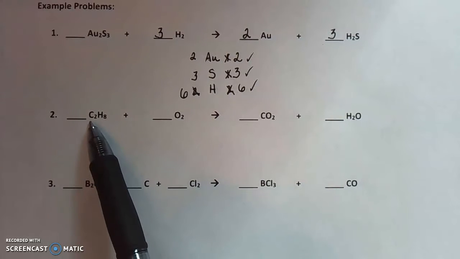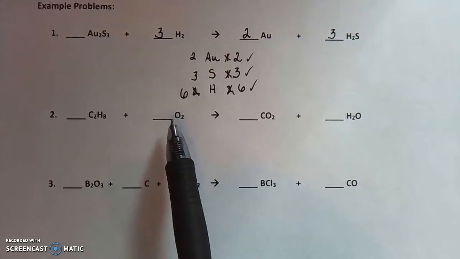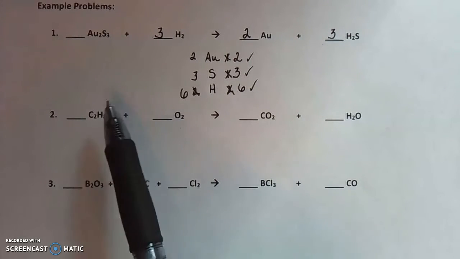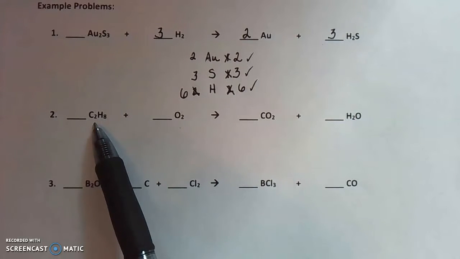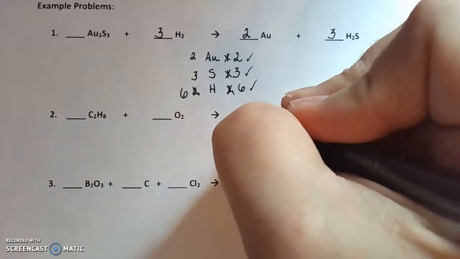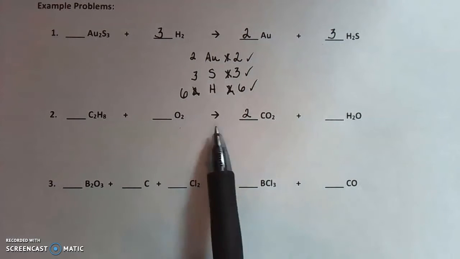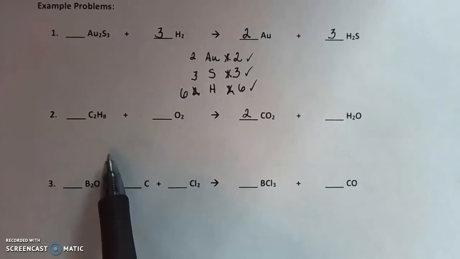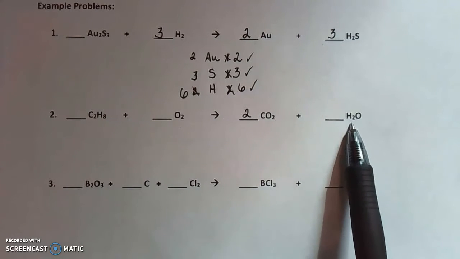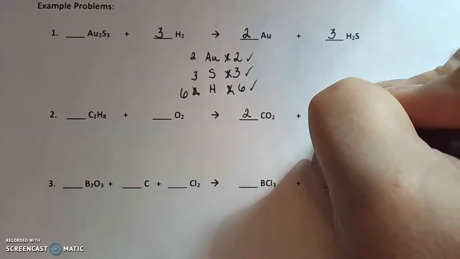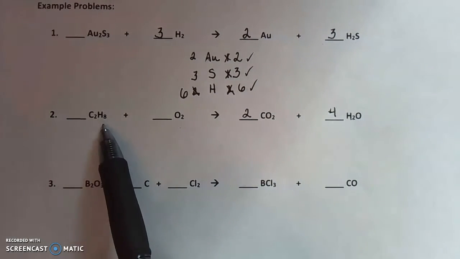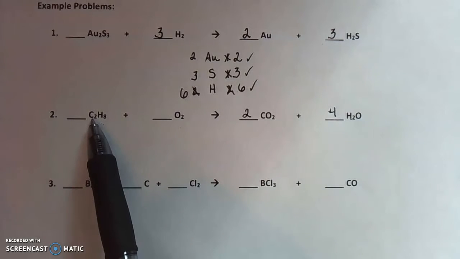So I have carbon, hydrogen, and oxygen. I know that I saved H and O for last, so I'm going to look at carbon first. I have 2 carbons here, I have 1 carbon over here. So I'm going to put a 2 in front of here to give me 2 carbons. So my carbons are balanced. Then I'm going to do my H's. I have 8 H's over here. I have 2 over here. So what number times 2 would give me 8? So I can put a 4 there. 4 times 2 is 8. So now my H's are balanced.